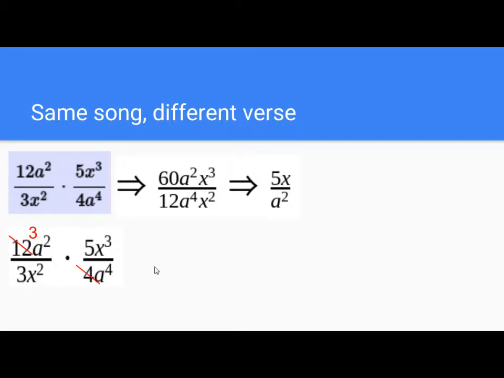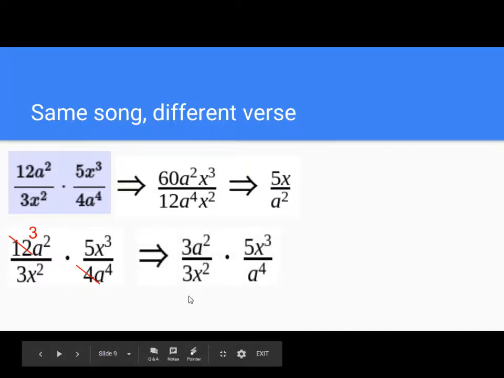Now if I multiply, and some of you might see other things, I'd have 3a squared times 5x to the third, and I have 3x squared times a to the fourth. But get this. We can take it further though. I've got these 3's here.